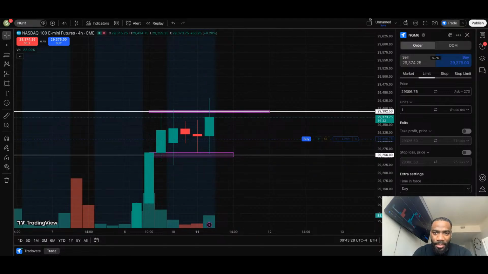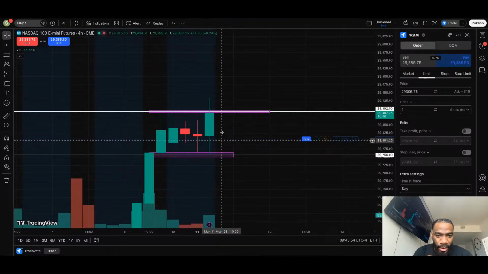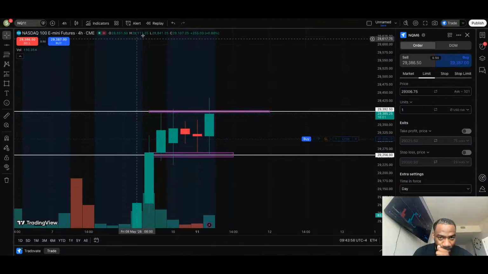So the Nasdaq is the top 100 companies in the U.S. You got your Microsoft, your Nvidia, Amazon, Tesla, Google, Meta, Apple. They're all in one, and we're trading that as prices go up and down.